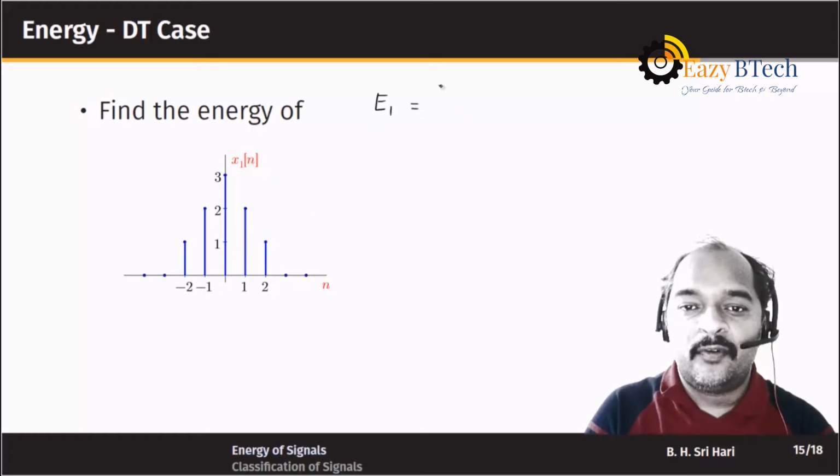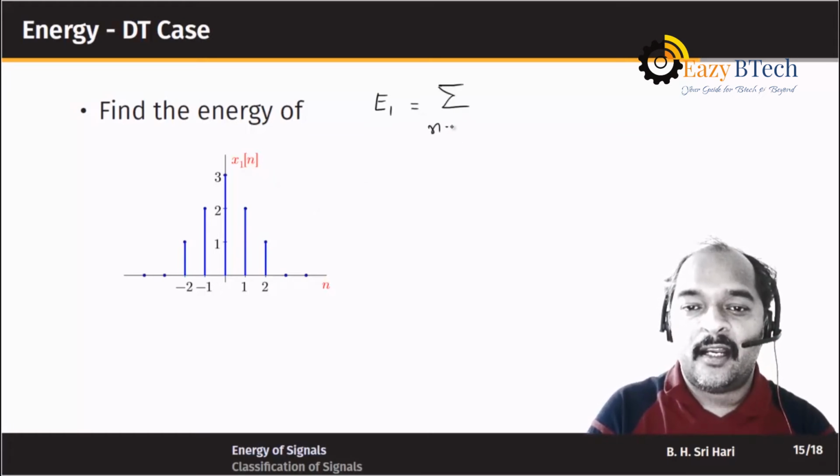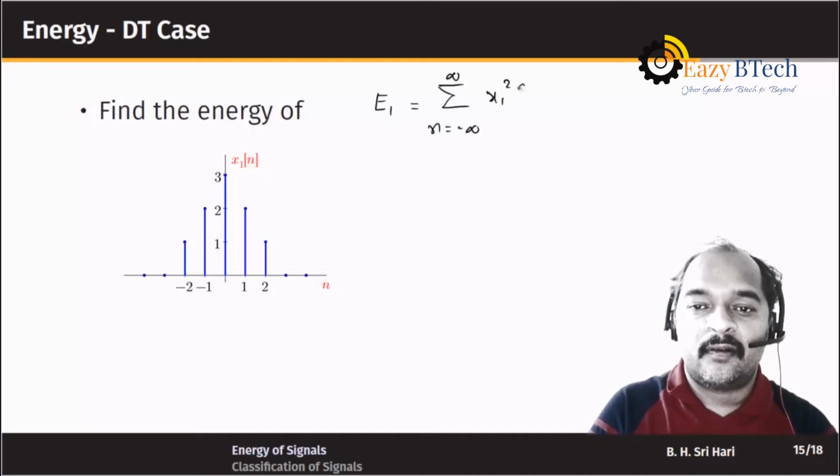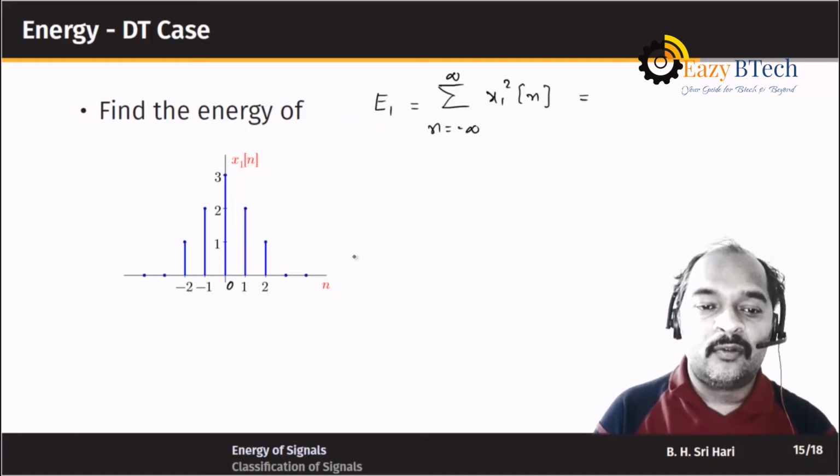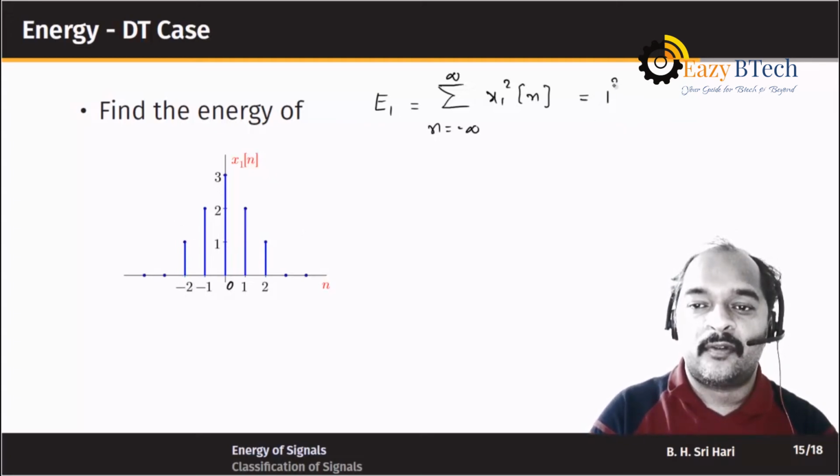What is it that we have to do? We should take the summation from n equal to minus infinity to infinity of x1 square of n as the energy of the signal. But this signal exists only from -2 to 2, and hence it is enough that we take only these samples. At -2, the amplitude is 1, so we have to square that.